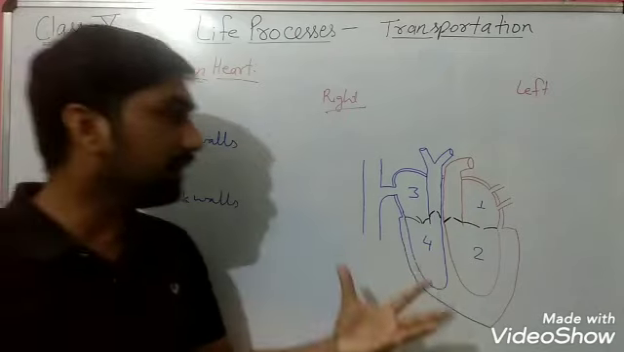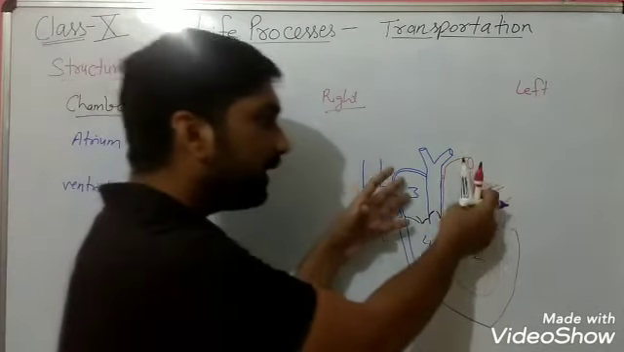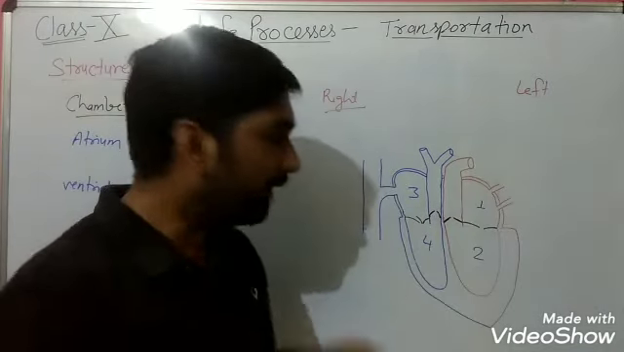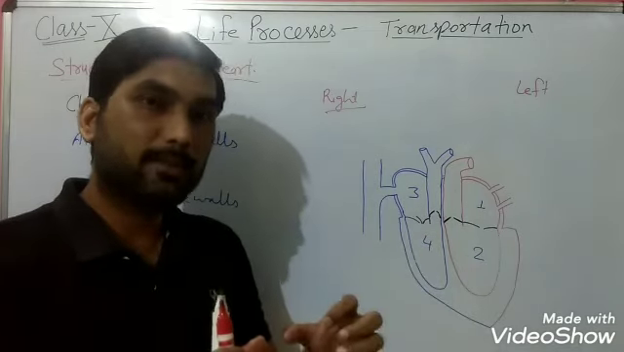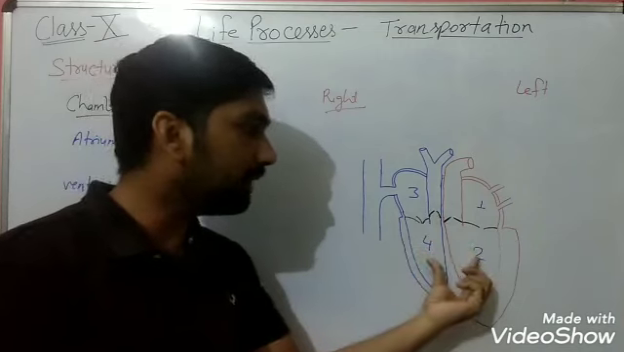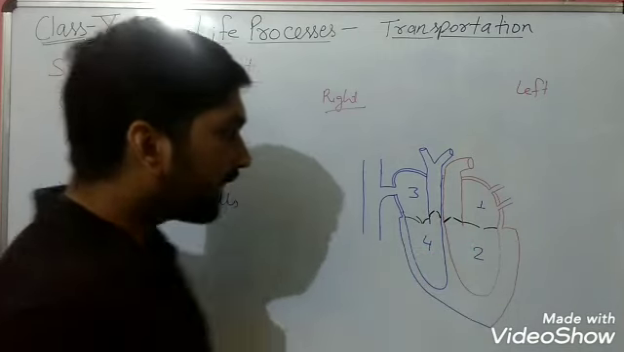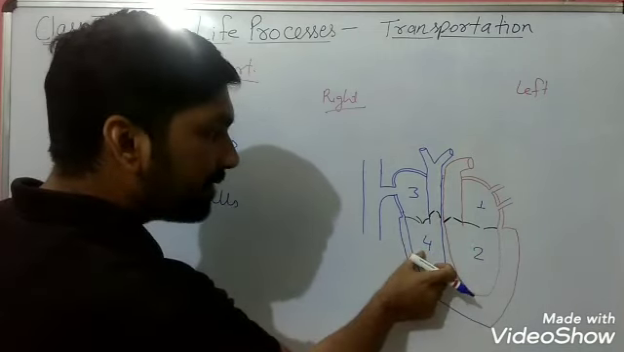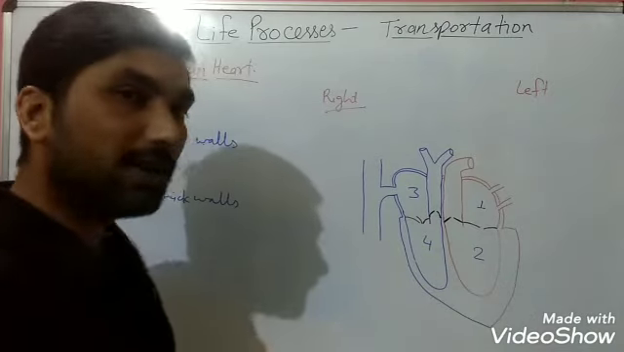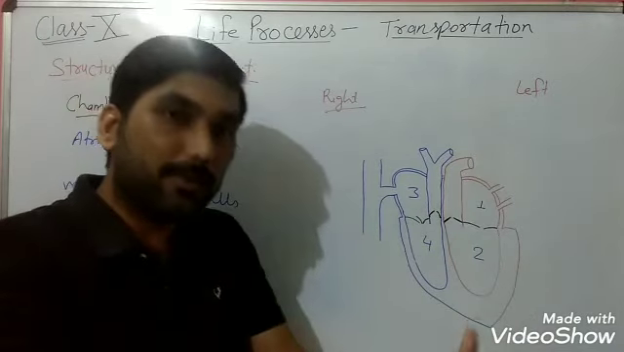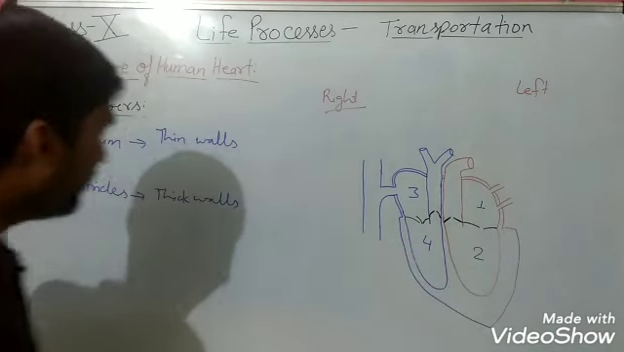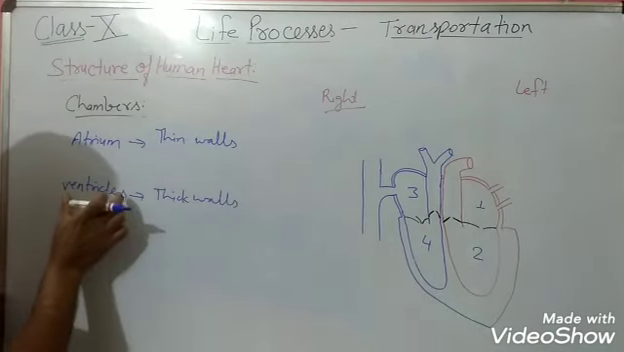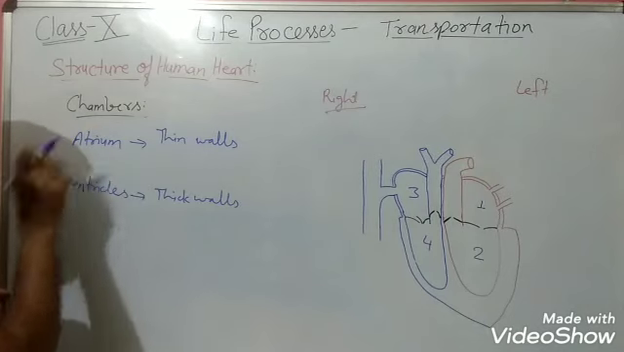What is the reason behind this? Because, you know, atriums have to send the blood only to the lower chambers. So they need small pressure so that the blood can enter the lower chambers. But both the ventricles are going to send the blood out from the heart. So they require extra pressure, and that's why ventricles have thicker walls than atrium.